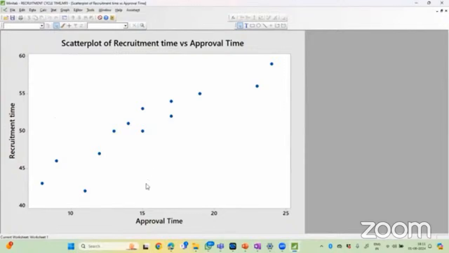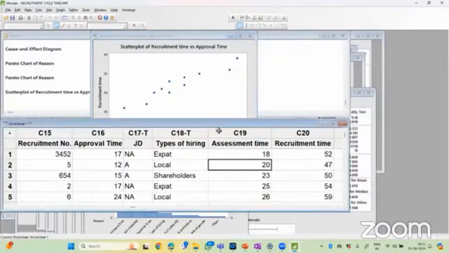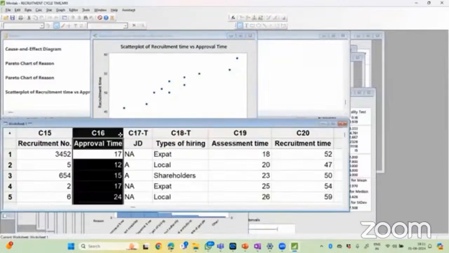If there is another way of looking at this, if the approval time was increasing, the recruitment time was decreasing, I would say it's a negative relation, means one increases, another decreases. In both the cases, there is a relationship. That means I validated the root cause. If I reduce my approval time, cut down on lots of unnecessary steps there, it will improve my recruitment time. Okay, so I got one root cause, which is approval time.